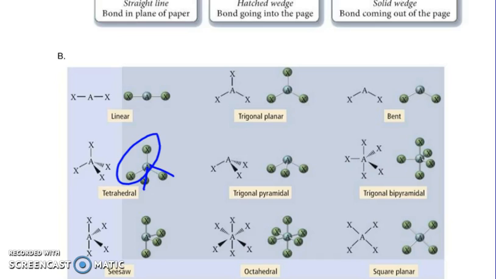How do I know that? I have a solid wedge here coming at me, and I have a hatched wedge going into the paper. Trigonal pyramidal, same thing. This is coming out at me, and this is going into the paper. This is coming out at me, this is going into the paper. And you can see how the rest of them work.